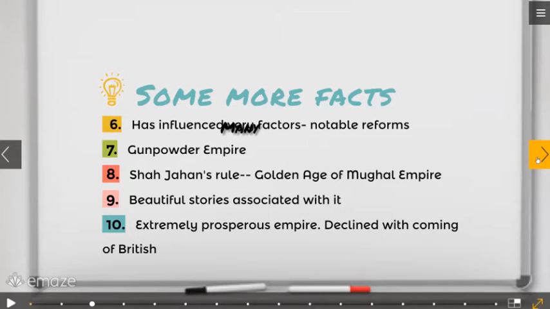So the Mughal architecture is very, very popular. And if you observe their architecture, you will always see that all their monuments are generally built on a raised platform, and they are generally surrounded by gardens.